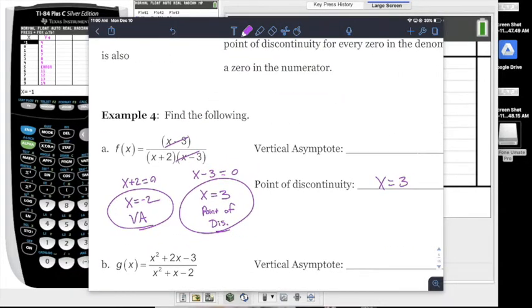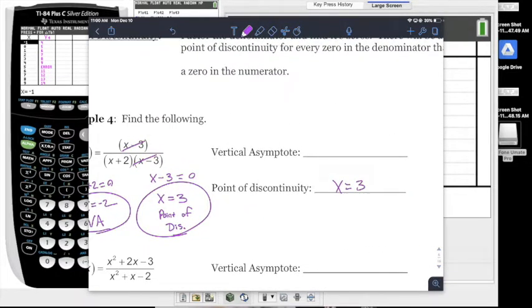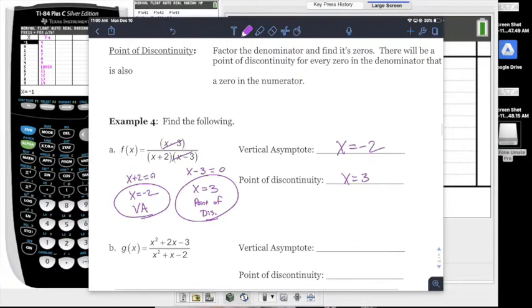And that's the difference between them right there. The point of discontinuity is at x equals 3. The vertical asymptote is at x equals negative 2. And that's really what we're trying to get in your head.